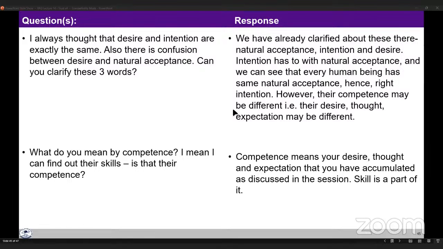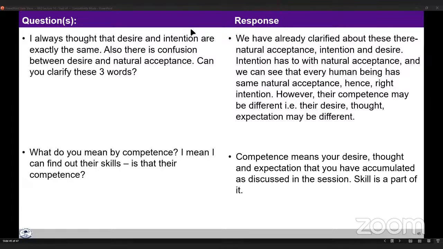I mean, I can find out their skills. Is that their competence? So regarding competence, if this is the question, Ji, Nirupam Didi? Yeah, Didi.